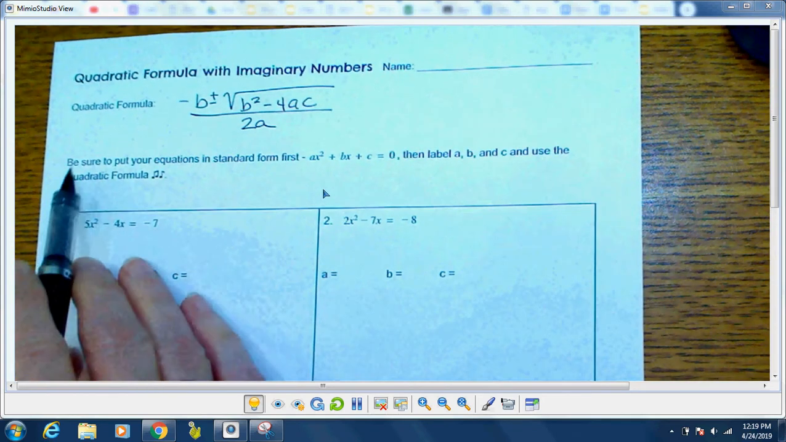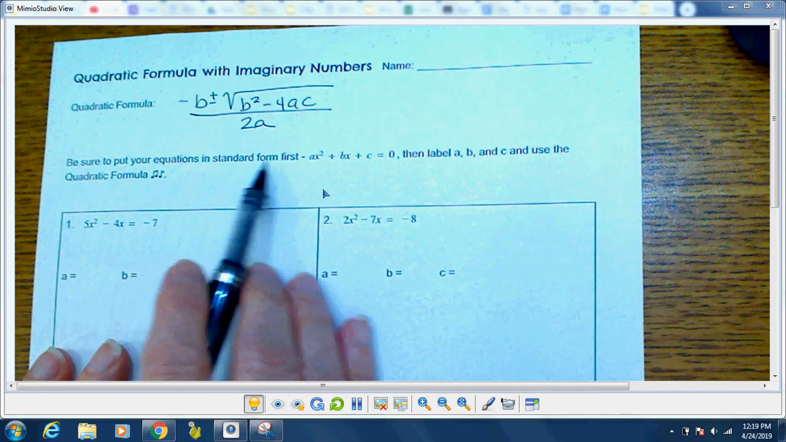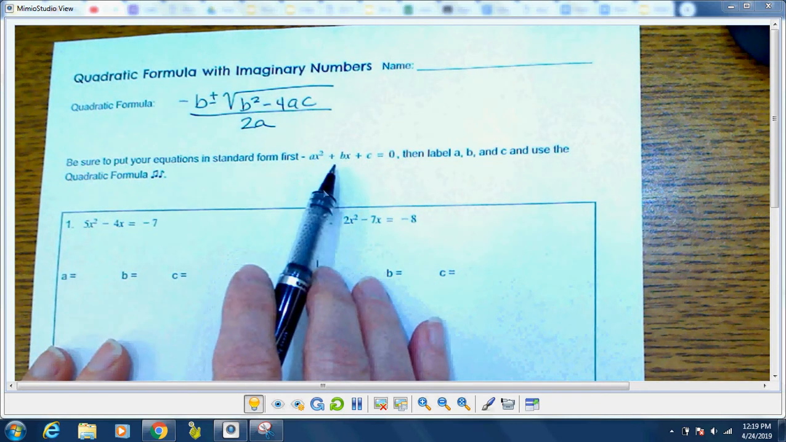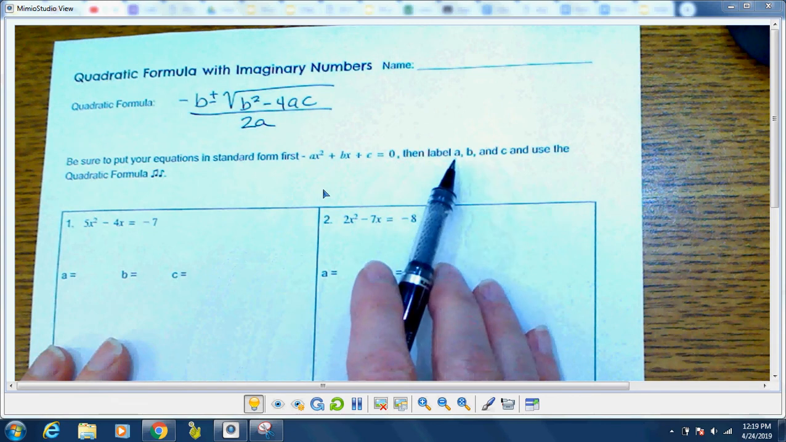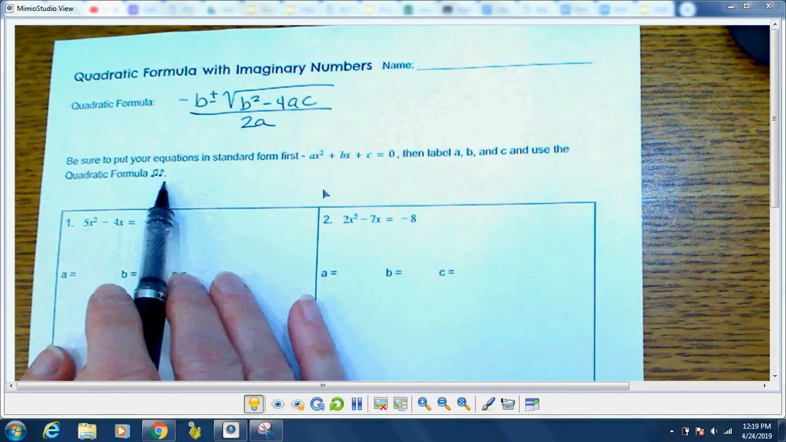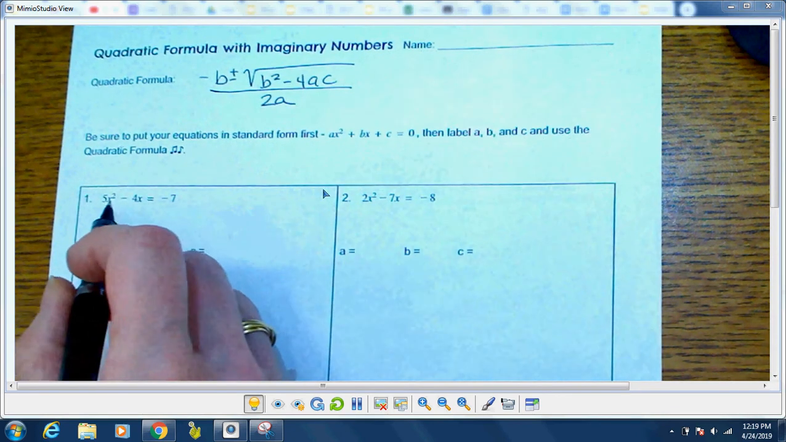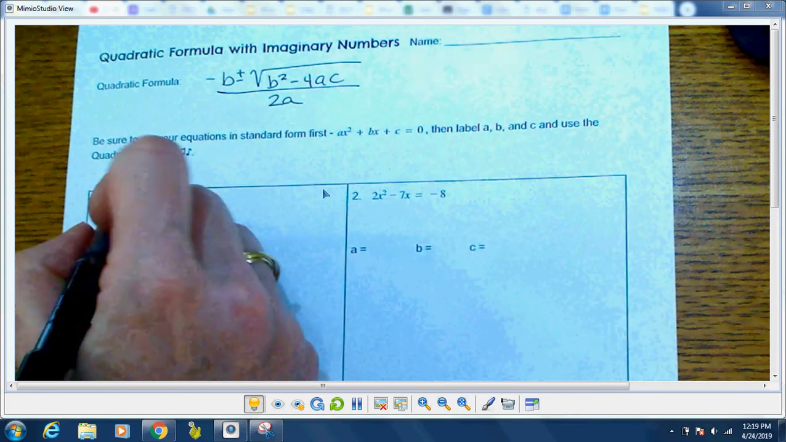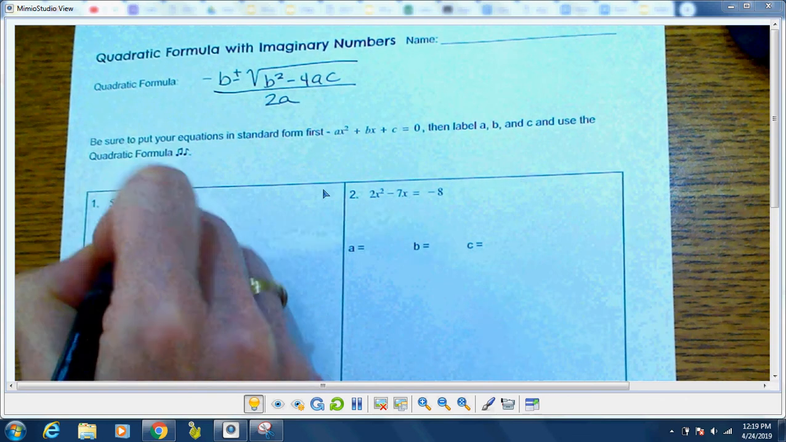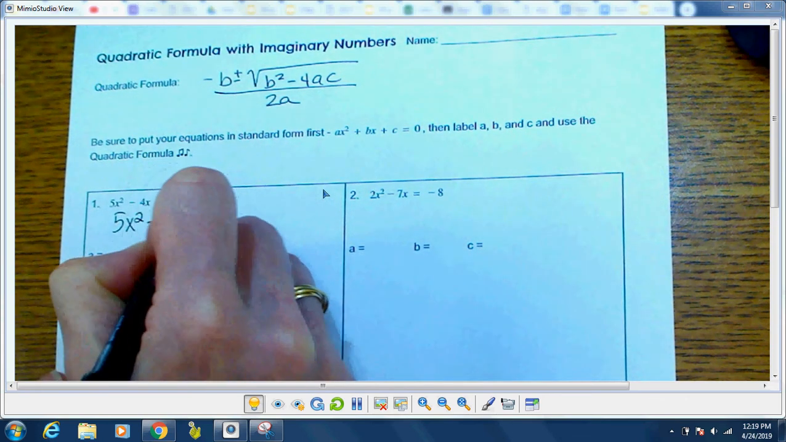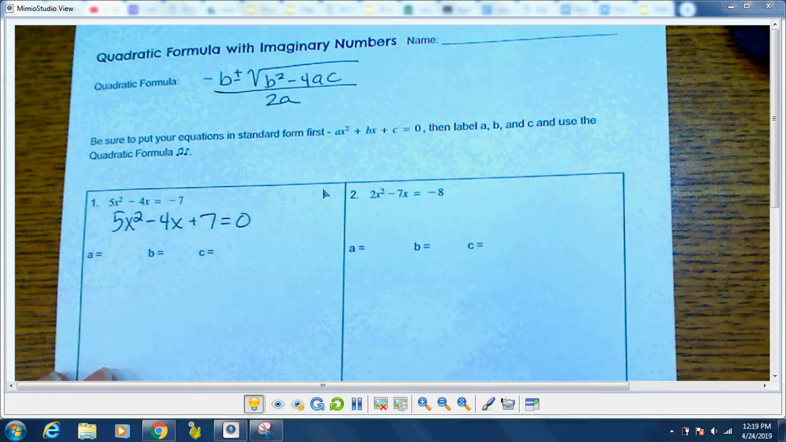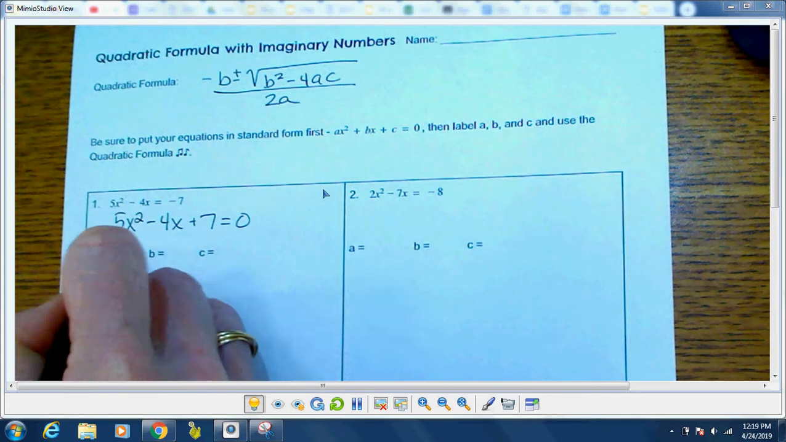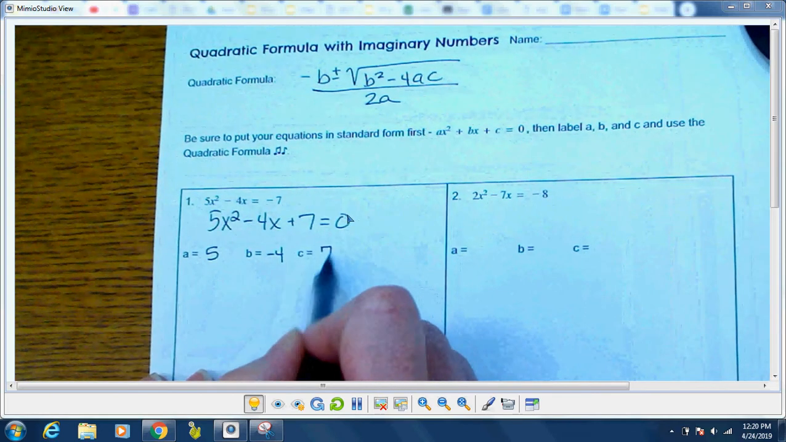And then it says to be sure to put your equations in standard form first, ax squared plus bx plus c equals 0. Then label a, b, and c and use the quadratic formula. So the first thing I'm going to do is put this equation in standard form. 5x squared minus 4x plus 7 equals 0. A is 5, b is -4, c is 7. All right, hopefully my hand's not blocking it now.